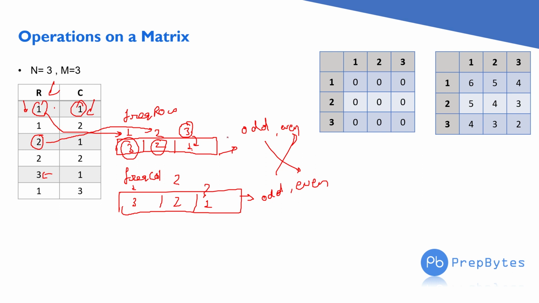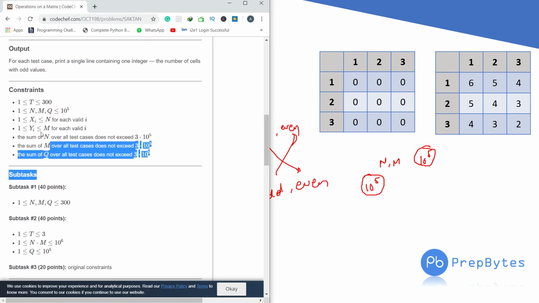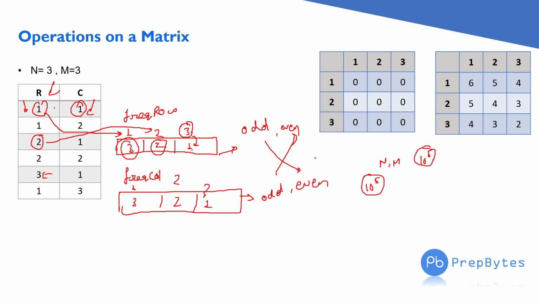So see the constraints. The constraints say that n and m can be 10 to the power of 5, so row and column can be 10 to the power of 5. Now we are calculating how many times even count and odd counts are coming, correct? We are multiplying them. So can you guess what will be the problem if I'm using a data type int? See, I have given you a hint.